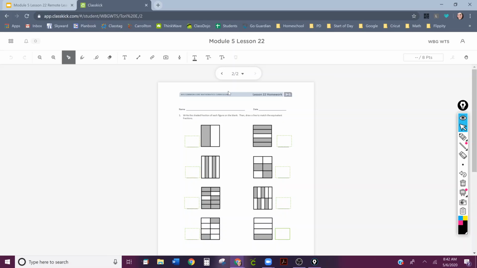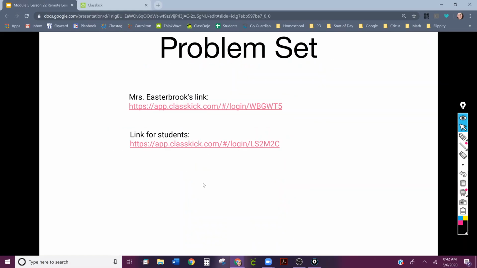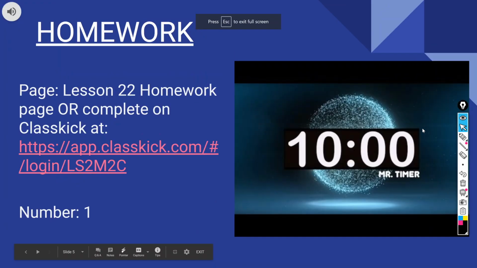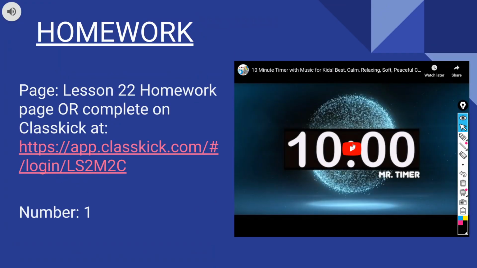So I'm going to go back to my slideshow, I'm going to start my 10-minute timer, so if you'd like to use the 10-minute timer, you may. Remember, after 10 minutes, if you're still working, you're going to stop, take a 5-minute break, and then try to come back and complete it. If you still can't get it after that, then you need to pop into one of my Zoom meetings. I can either share my screen and walk you through it, or you can share your screen and I can walk you through it that way. And here you go.